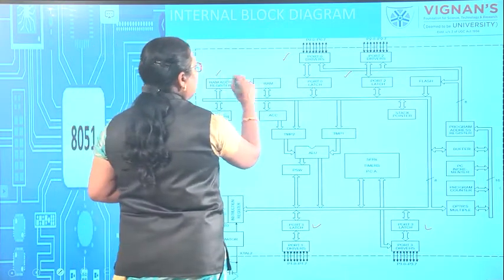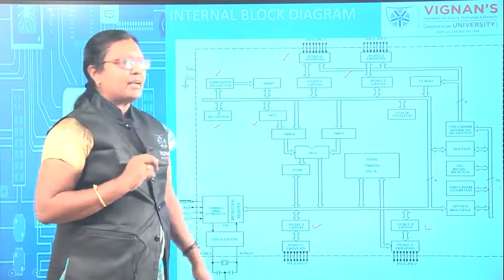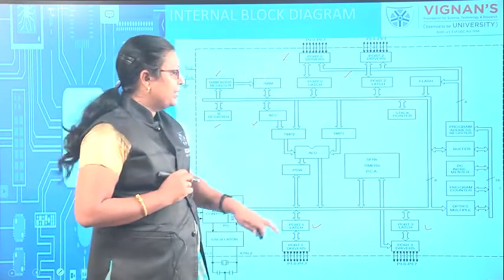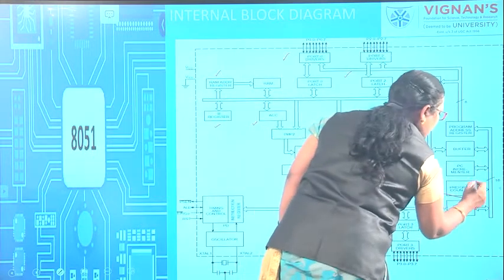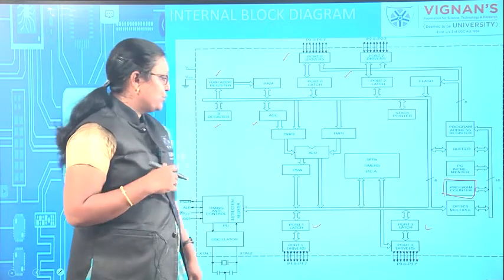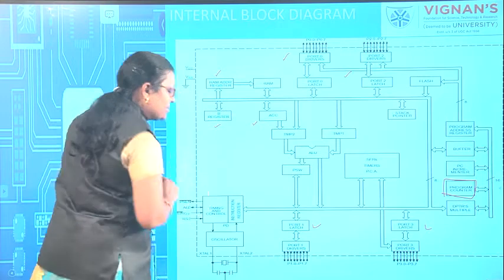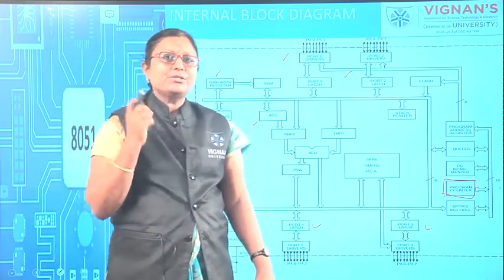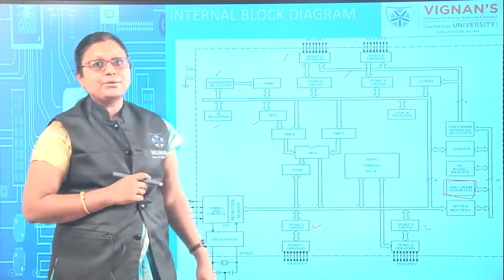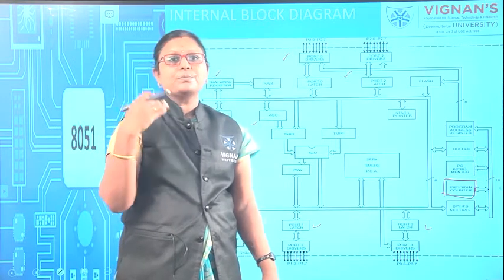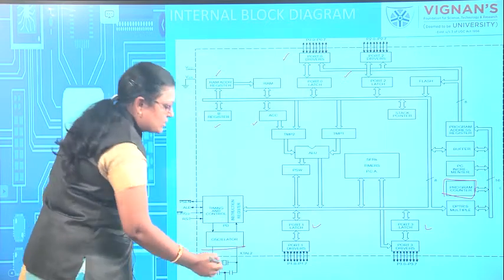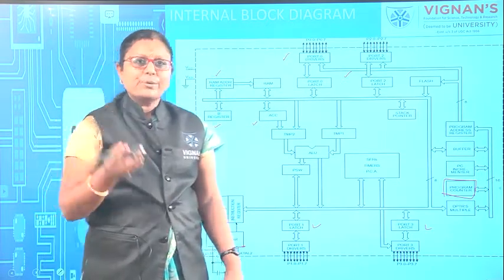And there is the RAM address register, and RAM, as I told you already, is used for data memory, and ROM is used for program memory. And the program counter is used to store the address of the next instruction which has to be fetched. The timing and control circuit is used to generate the time delay, as well as control, and the counter circuit is used to count the events happening outside the microcontroller during the process.